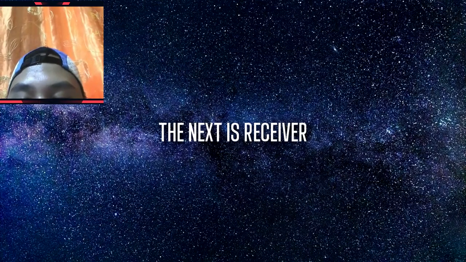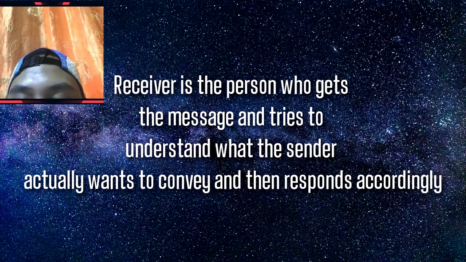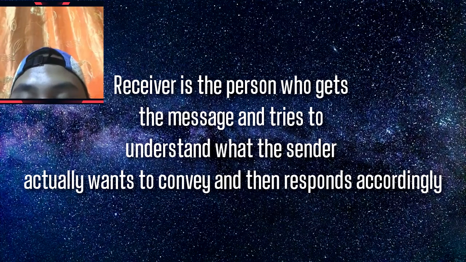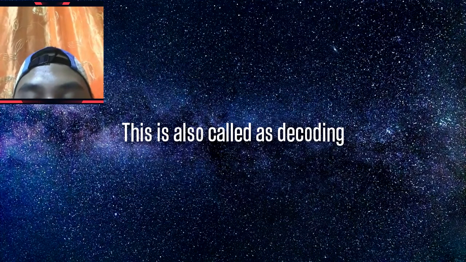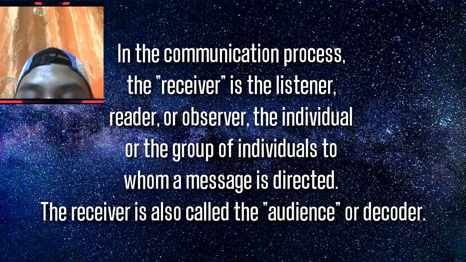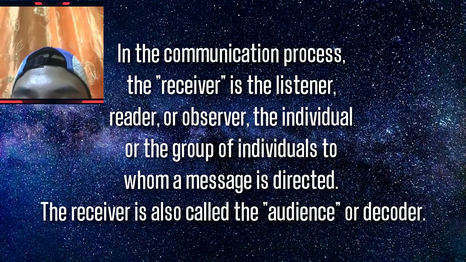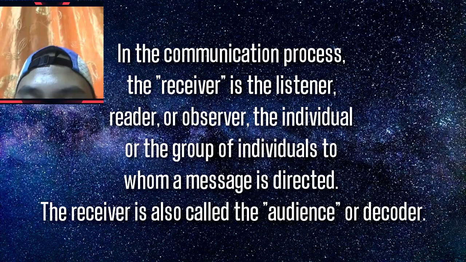The next is receiver. Receiver is the person who gets the message and tries to understand what the sender actually wants to convey, and then responds accordingly. This is also called decoding. In the communication process, the receiver is the listener, reader, or observer. The individual or group of individuals to whom a message is directed. The receiver is also called the audience or decoder.